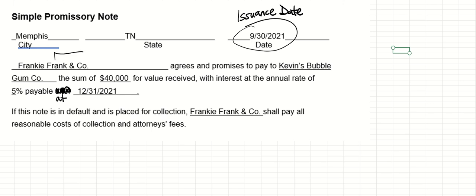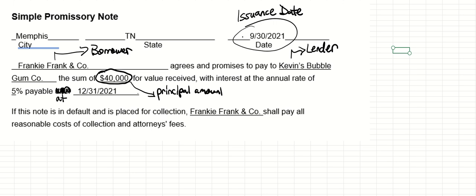Frankie Frank Company, this is the borrower, agrees and promises to pay to Kevin's Bubblegum Company, this is the lender, the sum of $40,000. $40,000 is the principal amount, for value received with interest at the annual rate of 5%. So 5% is the annual rate and it is the interest. So not only does the borrower have to pay back the principal amount of $40,000, the borrower will also need to pay interest to the lender.